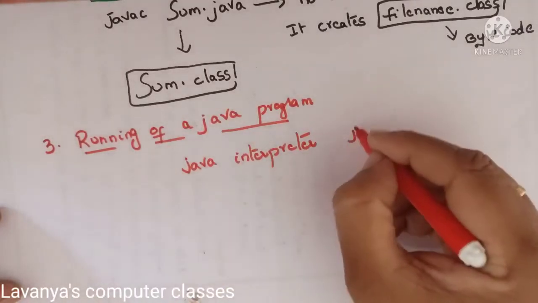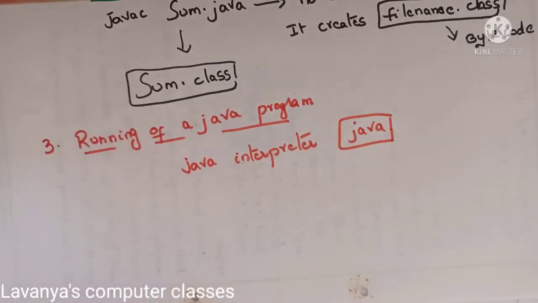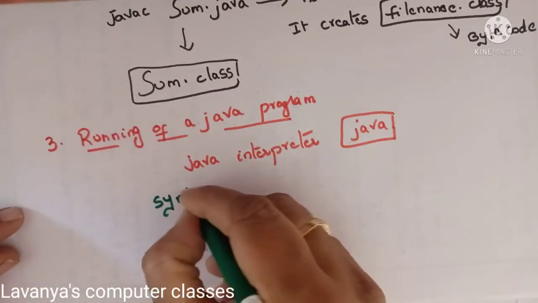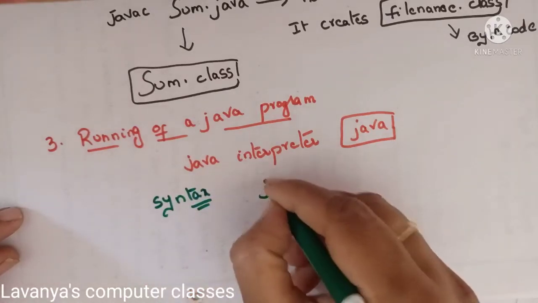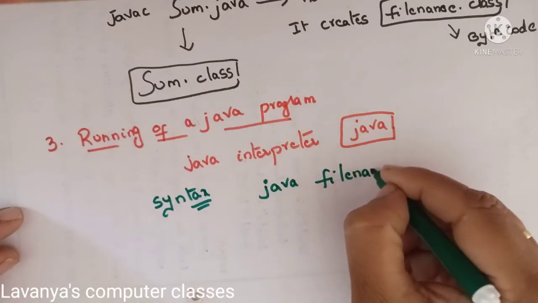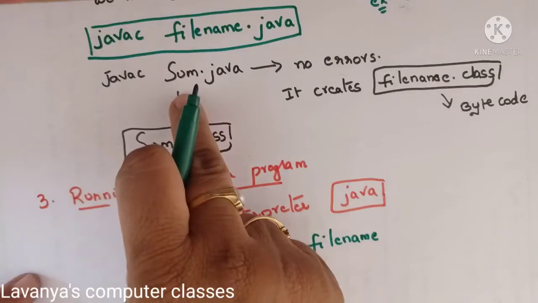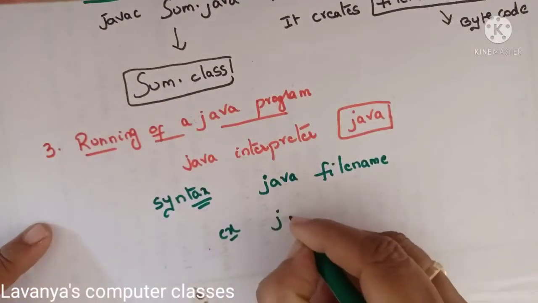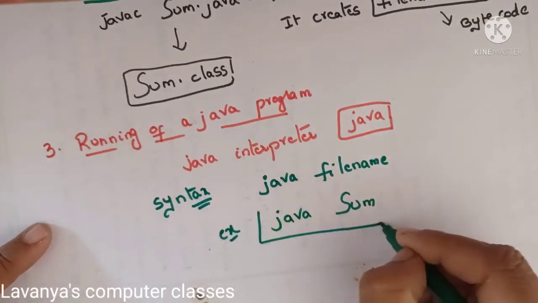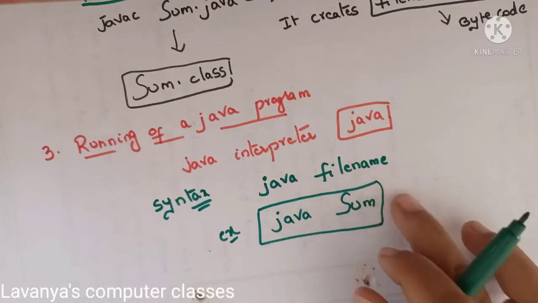The Java interpreter's syntax command is java. Which interpreter do we need? Java only, the Java interpreter. The syntax is java, then the file name. For example, what is our file name? Sum. So java sum. Then after interpreting, after running this program, you get the output.